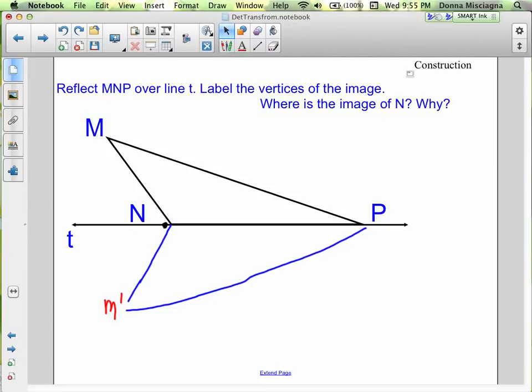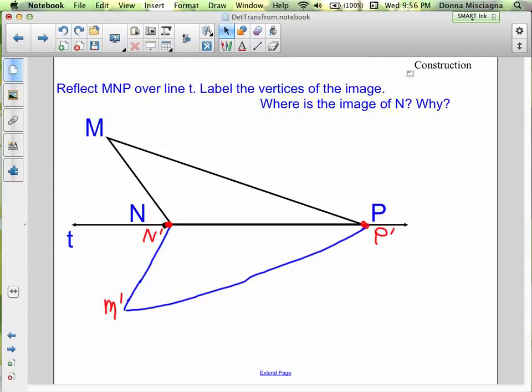Well, notice that our figure is right on the line of reflection. So if you've got a point on your pre-image that's on the line of reflection, the point on the image is also going to be on the line of reflection, right? Because it has to be the same distance away. So there's N prime, and N and N prime are in the exact same location, as are P and P prime. They haven't moved at all. The only point that moved was M prime.